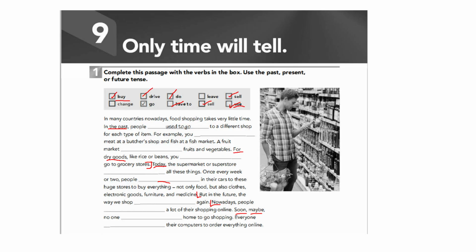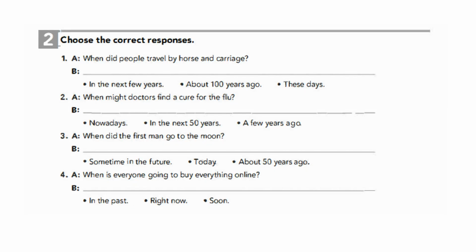We have to be careful when we switch from one tense to the other. We have to be careful with the structures, with the tense of the verbs. We have to be careful with the cues, with the phrases, because if we are talking about the past, we have to be consistent. If we are talking about the present, we have to be consistent. And if we're talking about the future, again, we have to be consistent. Okay, let's continue. Choose the correct responses.